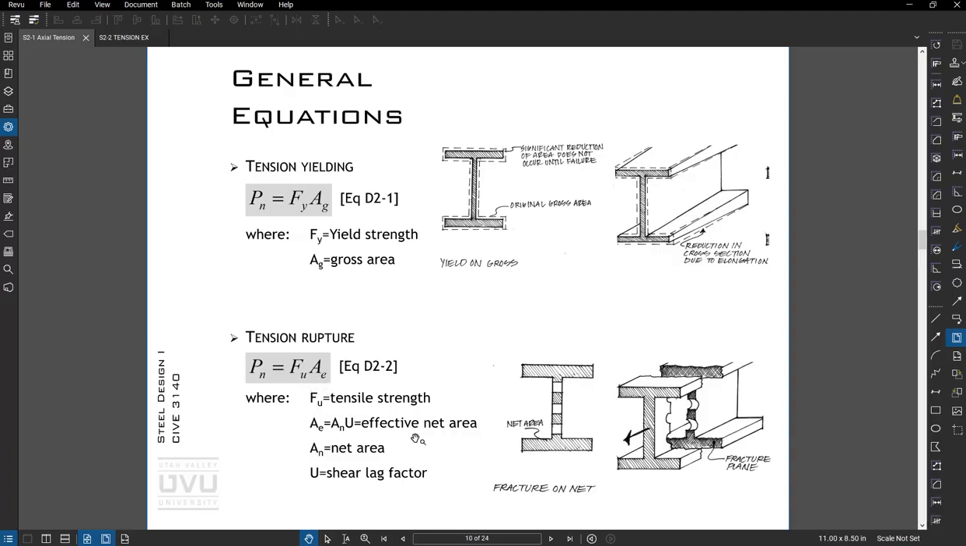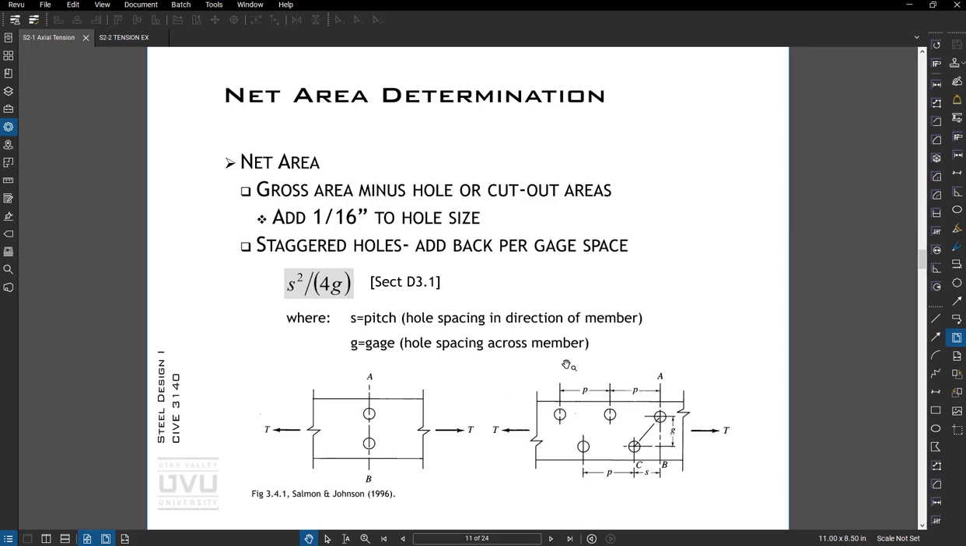And we'll jump into the effective area really quick. It's going to be the net area times a shear lag factor. So this net area, we just calculated basically as gross area minus the areas the holes made. There's a little discussion here about that. We're going to actually add 1/16 inch to the hole size, which accounts for some kind of imperfections in the hole. When you punch holes or you drill holes, they're not always perfect. Sometimes there are gouges or nicks.